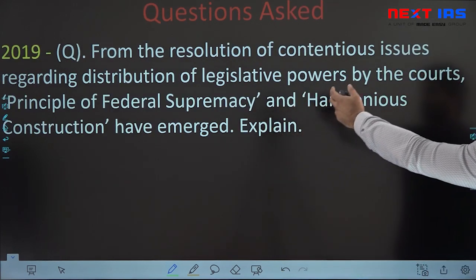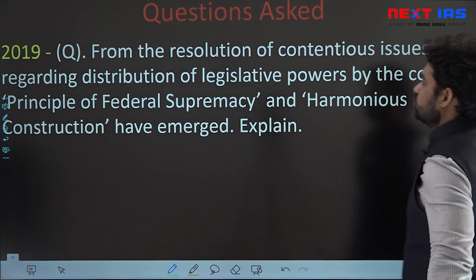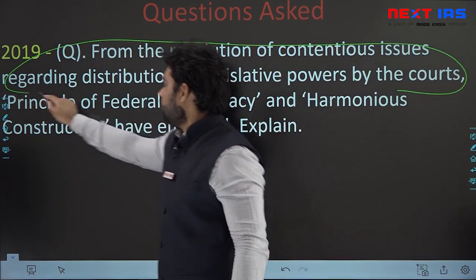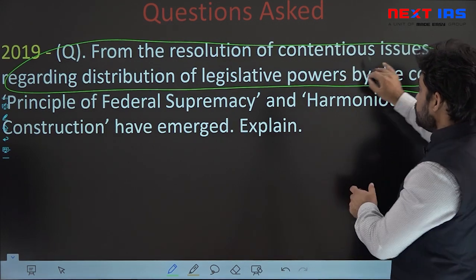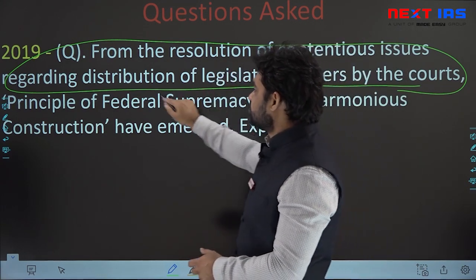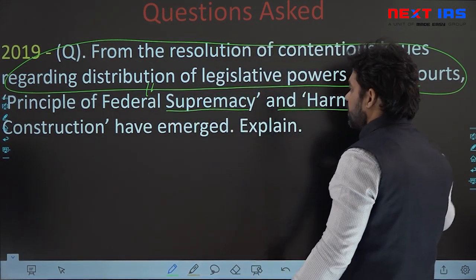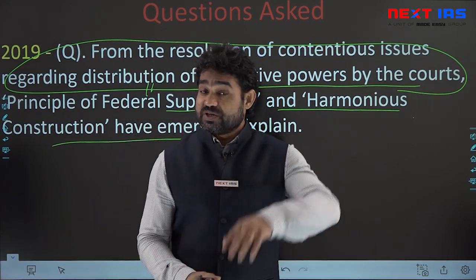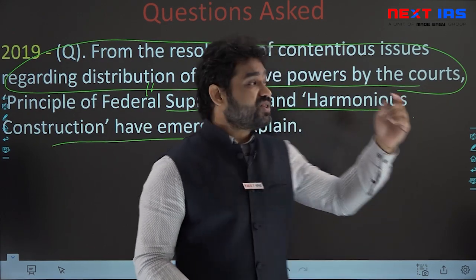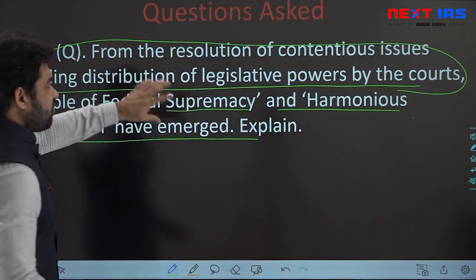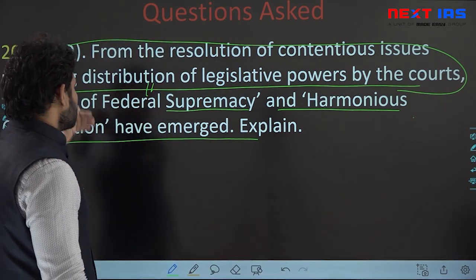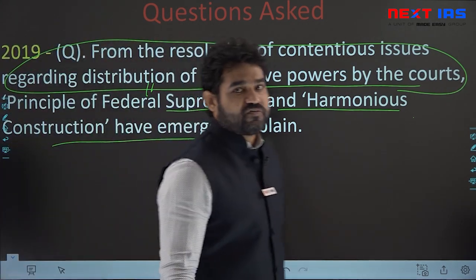Like last year, the question came on the resolution of contentious issues regarding distribution of legislative power by courts. From this, the principles of federal supremacy and harmonious construction have emerged. It means what we are talking about is a judicial initiative over a period of time, when the courts have gone for the resolution of contentious issues regarding distribution of legislative power. These two principles have emerged: federal supremacy and the principle of harmonious construction.